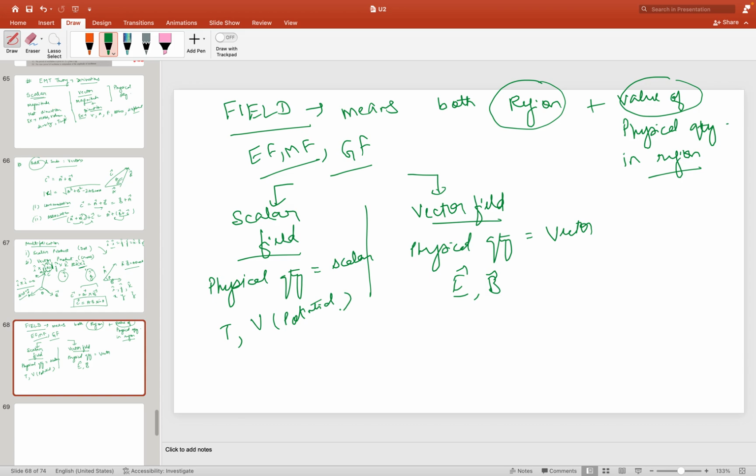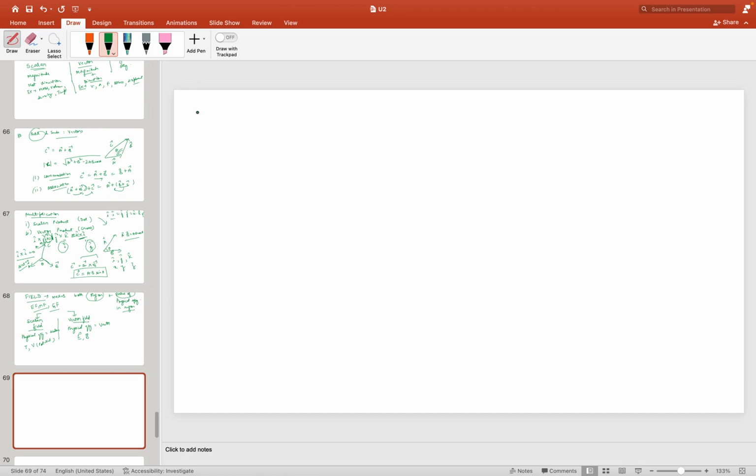Then comes the concept of partial derivative. We have already talked about partial derivative in our derivation of the linear wave equation also. When do we take partial derivatives? When does the partial derivative come into role? Can anyone tell me? This symbol del is used to denote the partial derivative.